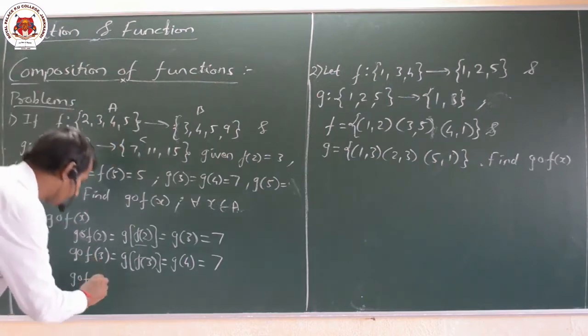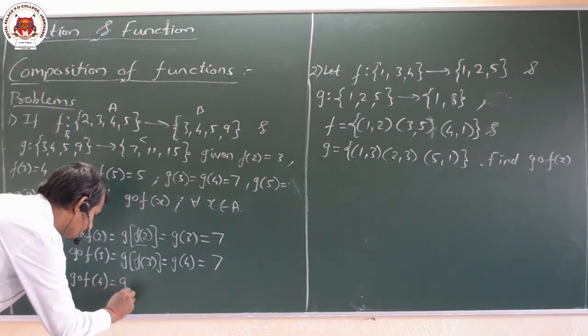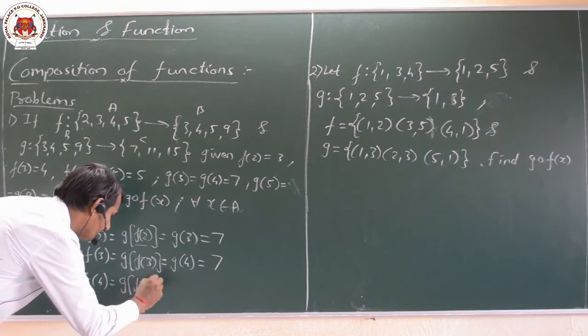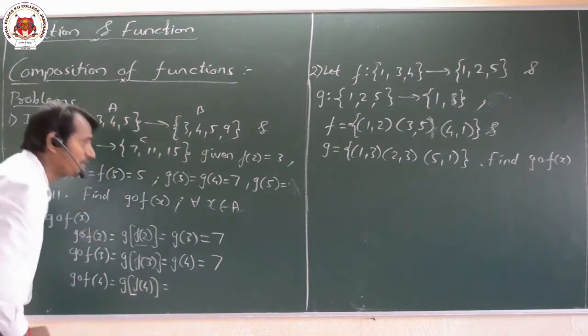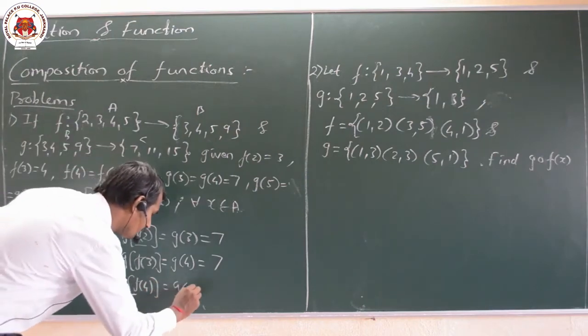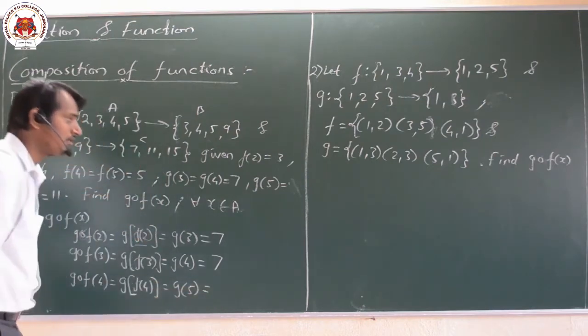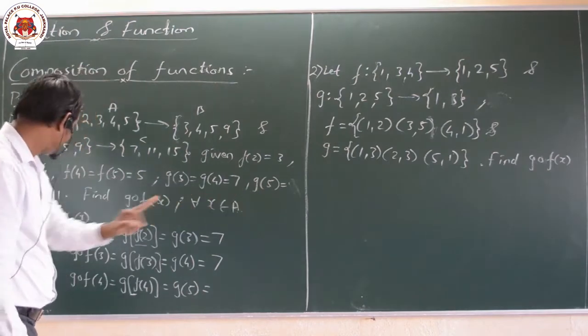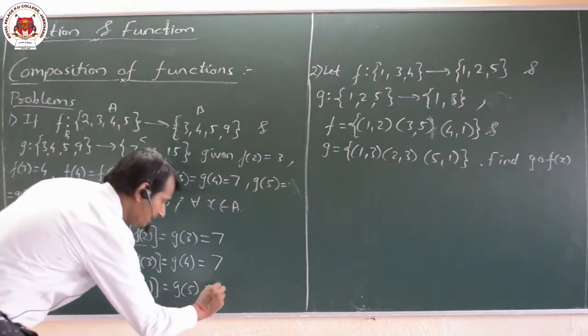Now let us take 4. g(f(4)) equals g(f(4)), which is equal to, now what is the value of f(4) here? The value of f(4) is 5. That is g(5), which is equal to, now what is the value of g(5)? g(5) = g(9) = 11.